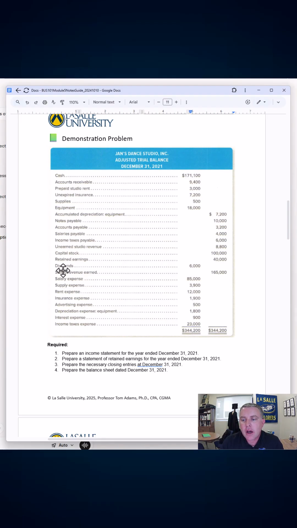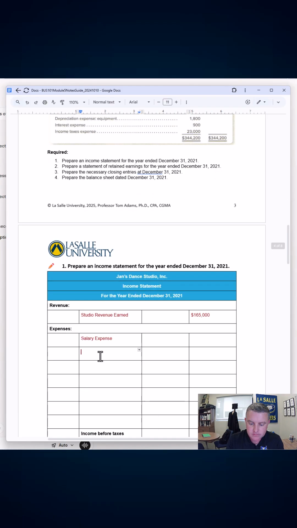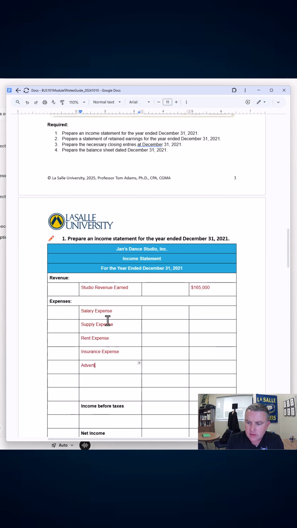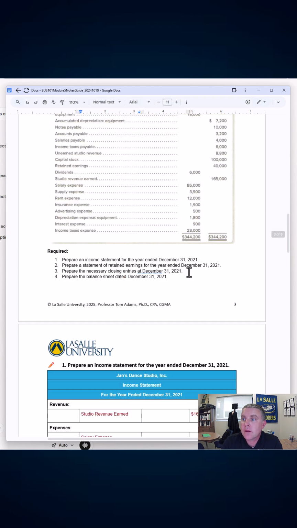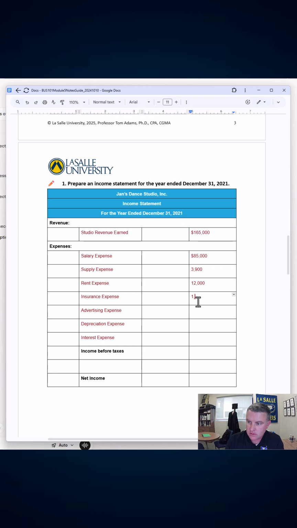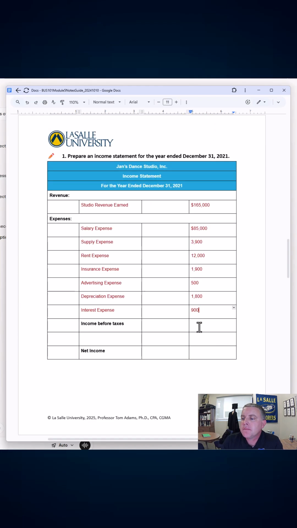And then here we start seeing the income statement accounts, studio revenue earned, salary expense, all the way down to income tax expense. Okay, so I'm going to quickly go through and populate the income statement with those numbers, starting with studio revenue earned. All right, so I've copied over all the revenue and expense accounts.